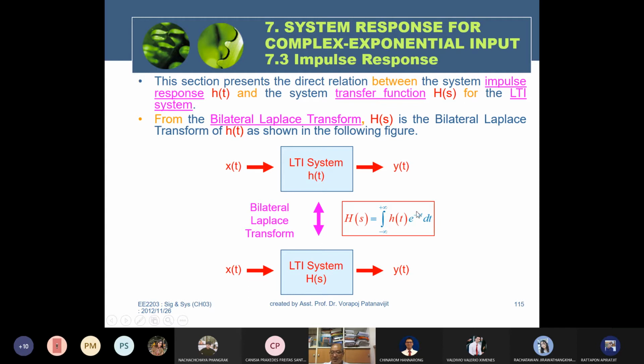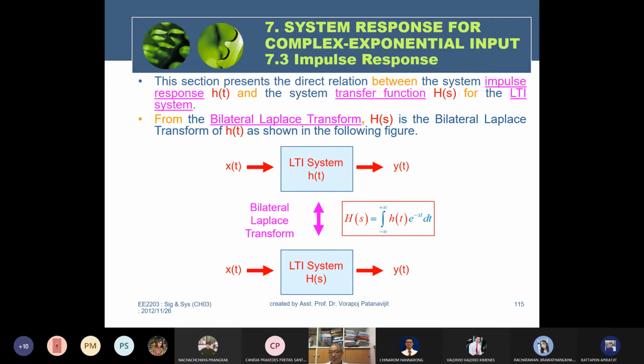The input is still x(t) and the output is still y(t), but the top system will be considered in the time domain. Therefore, we can represent the system by the impulse response h(t). The bottom one we consider in the transform domain, which we call the Laplace transform. You can determine the relationship between h(t) and H(s) by using the bilateral Laplace transform. So, in summary, this section presents the direct relationship between the impulse response h(t) and the system function H(s) for the LTI system.